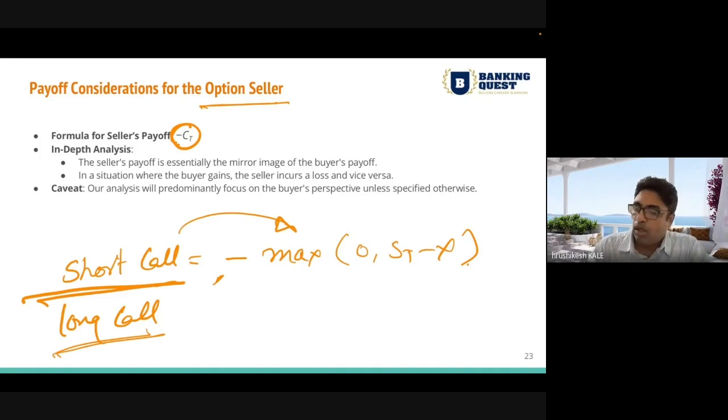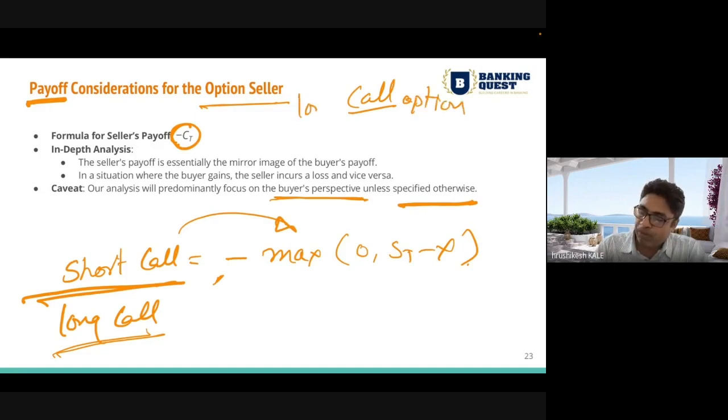And when nothing is given, payoff is always calculated from the buyer's perspective, unless specified otherwise. So if they ask us to calculate the payoff of a call option, always calculate it from the long call perspective and not the short call perspective. So just remember, the minus sign is crucial here. That's it.